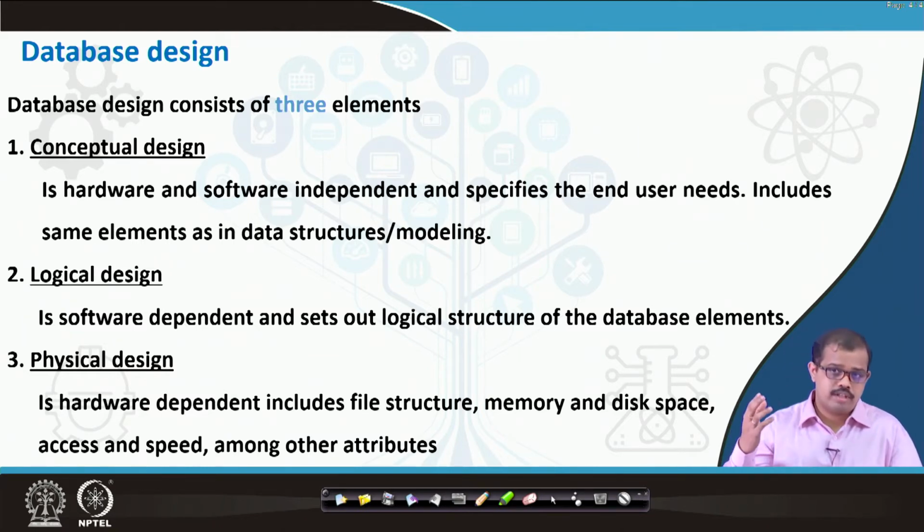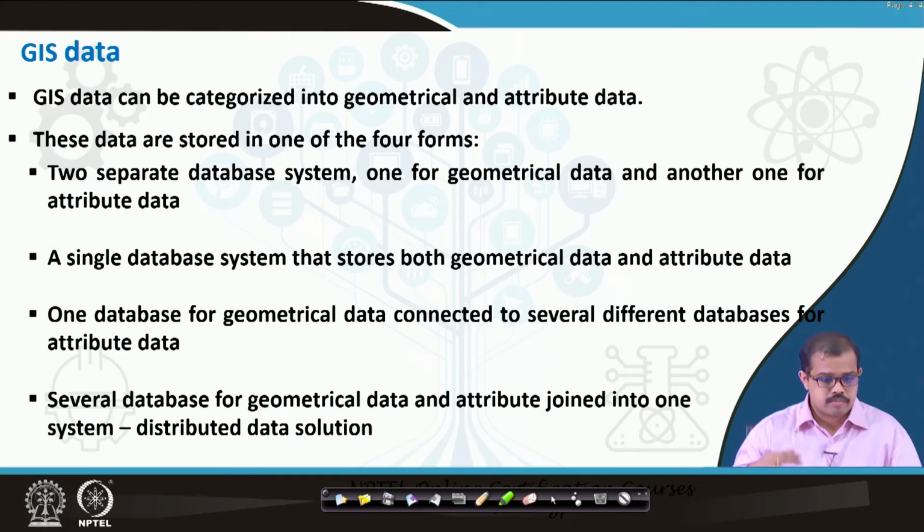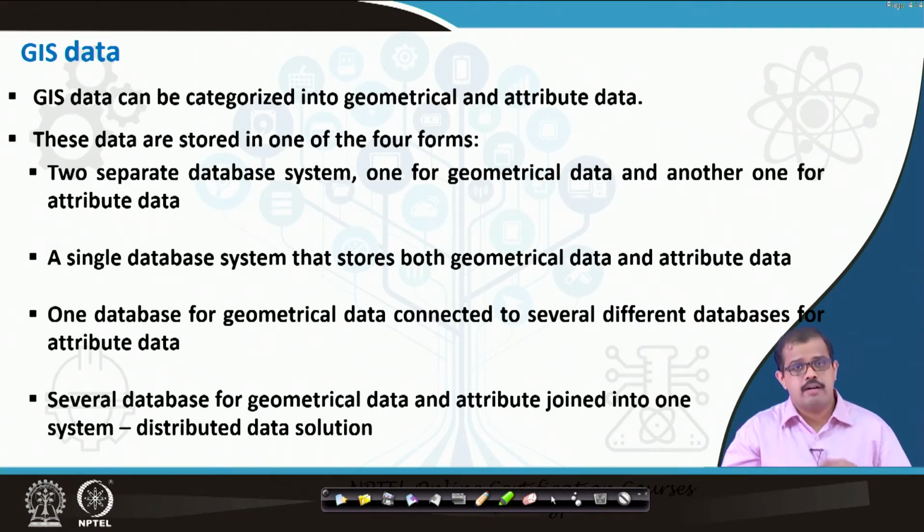So there are three things that you have to look at: one is conceptual design, one is logical design, and the other is physical design. Once you have looked at it, then come to the GIS data. GIS data has geometrical data and attribute data. Attribute data is a very compulsory part of GIS because it gives you information about the geometries that are associated. Now these data are stored in four forms.